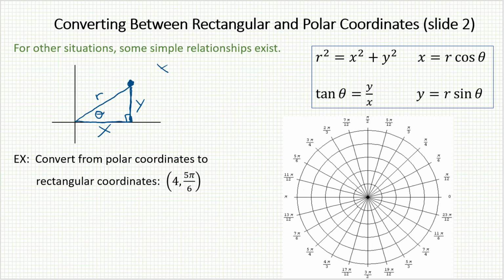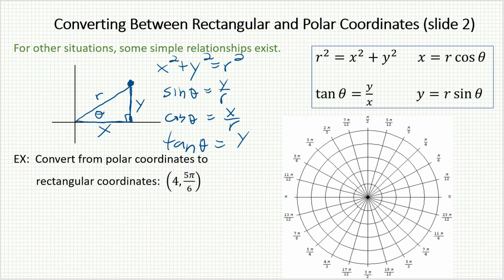The most obvious one would just be the Pythagorean theorem. I would have x squared plus y squared equals r squared. R is the hypotenuse of that triangle. And then I have my SOHCAHTOA relationships. I have sine theta is y over r, opposite over hypotenuse. I have cosine theta equals x over r. And I have tangent theta, opposite over adjacent, would be y over x.